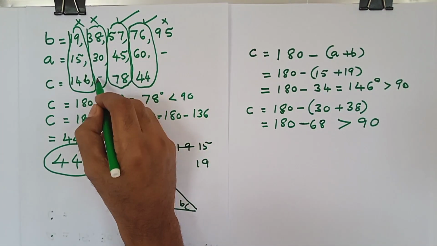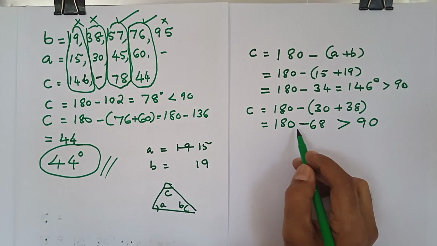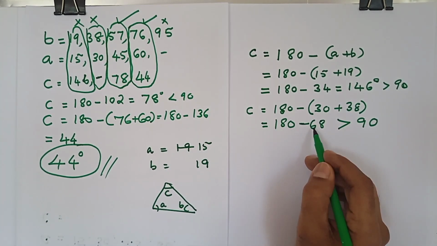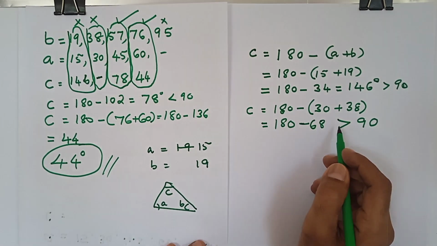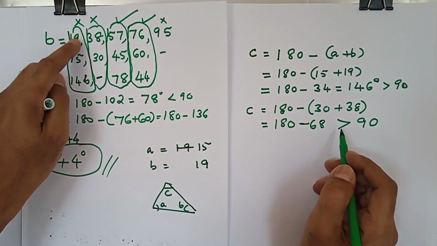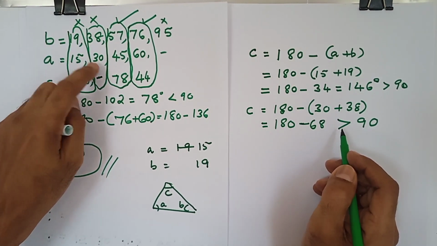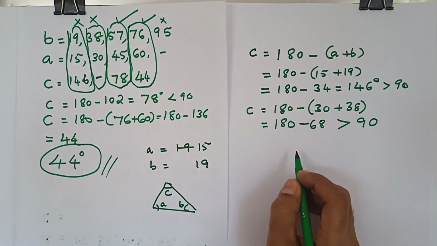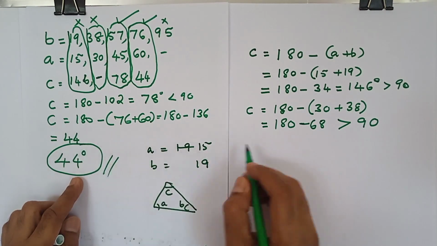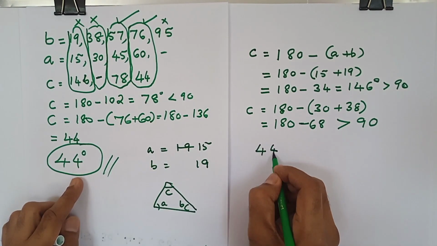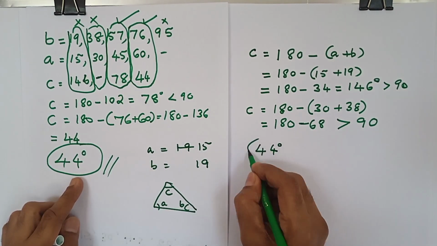That's why I left this blank here. See, what do you get? This clearly shows it's bigger than 90. So what is the point in wasting time on that? And that's how I eliminated these two possible cases, and we concentrated on these two. And finally, you got the answer as 44 degrees, as I mentioned before.